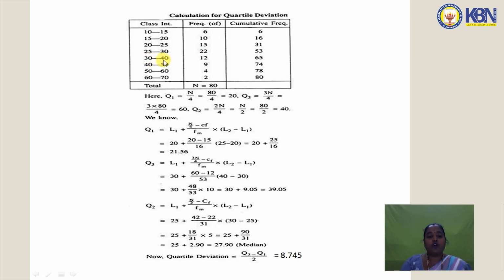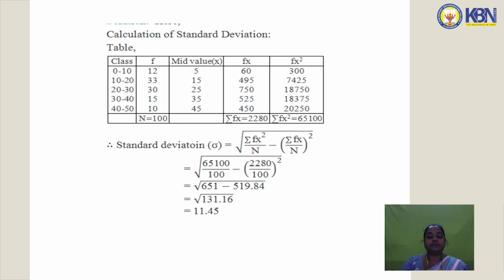So now 30 to 40 is the third quartile class, and the frequency corresponding to the class, 12, is f3 and 53 is the CF. By using this formula we calculate Q3, and the quartile deviation is (Q3 minus Q1) by 2, which is (39.05 minus 21.56) by 2. We get 8.745 as the quartile deviation for the given data.